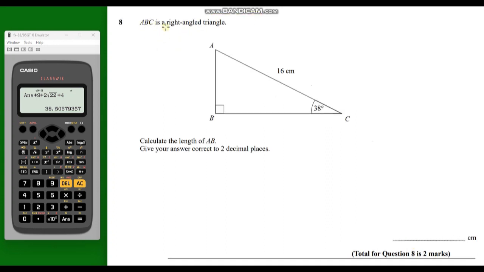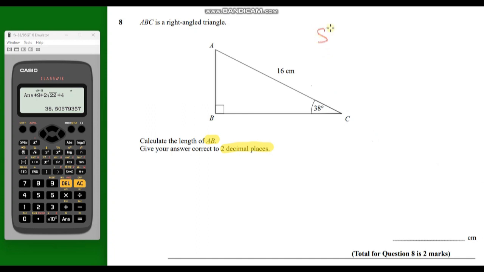Question 8. ABC is a right angle triangle. Calculate the length of AB. Give your answer to 2 decimal places. So AB is this line here. We need to calculate the length of this. Now, whenever you're given a right angle triangle and you've been given an angle and a side length, always think of SOHCAHTOA. Okay, so you'll be using SOHCAHTOA for this.